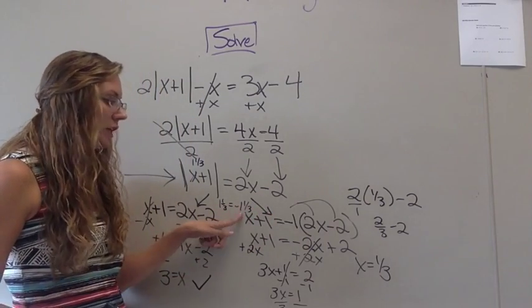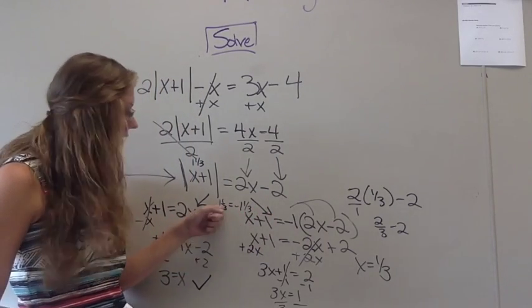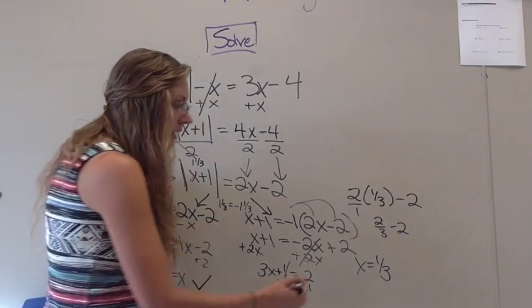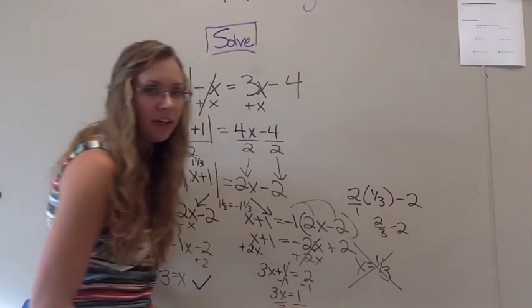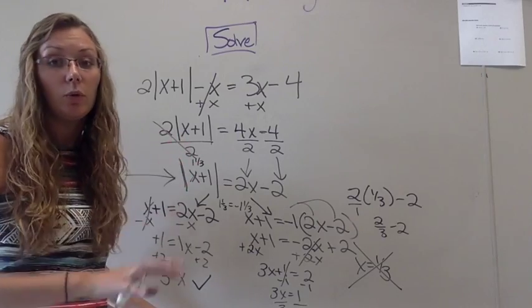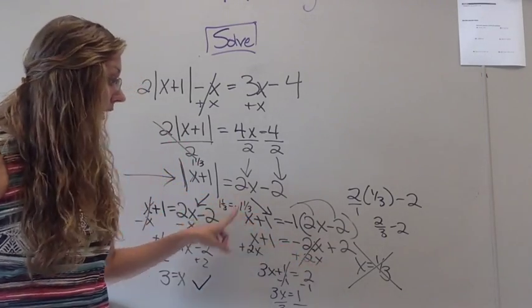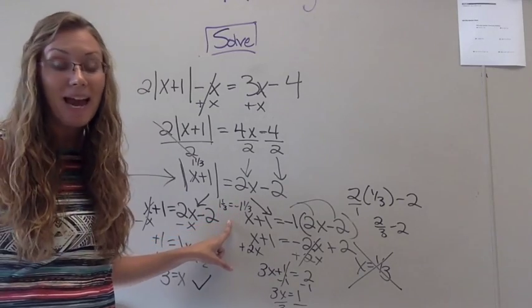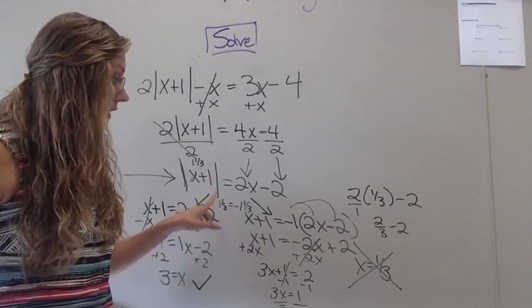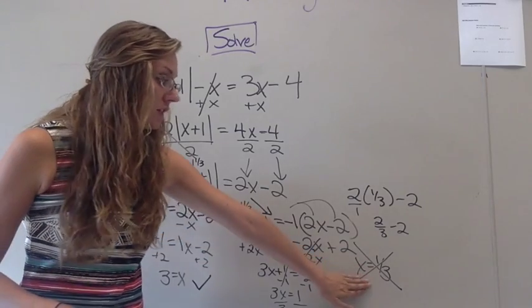Are these two things equal? No. One is positive, one is negative. That means that this solution is extraneous. We know extraneous means a solution that will not work. It's not possible. Okay? An extraneous solution is found here when you plug it in and your two sides do not match each other. Okay, we plugged it in. We got the positive version, the negative version. This is extraneous.